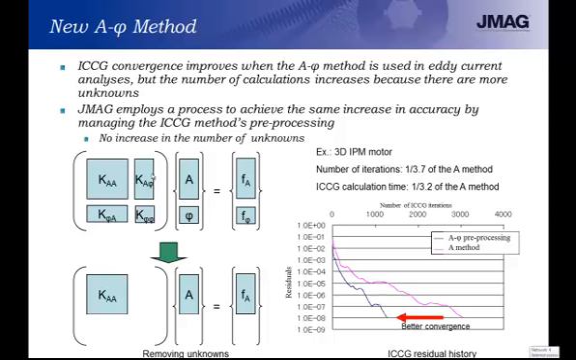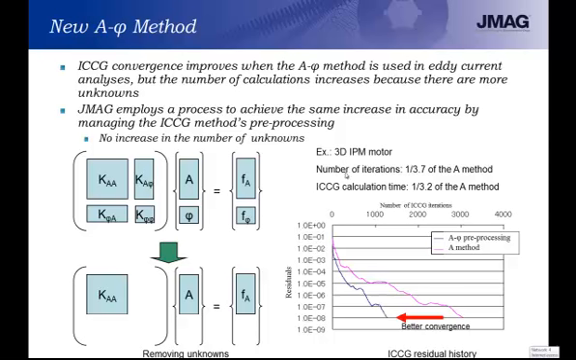So, in a typical A-phi method, we have a certain number of unknowns. This would typically lead to an increase in the calculation time just because there are more equations to solve. But JMAG can reduce the unknowns, which also reduces the number of equations to solve.